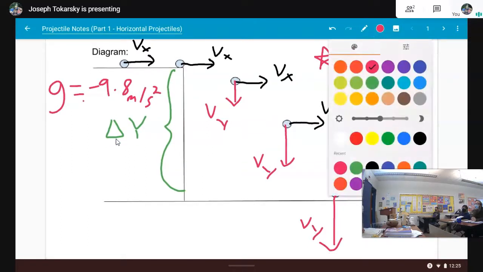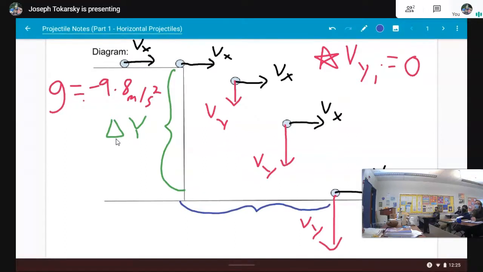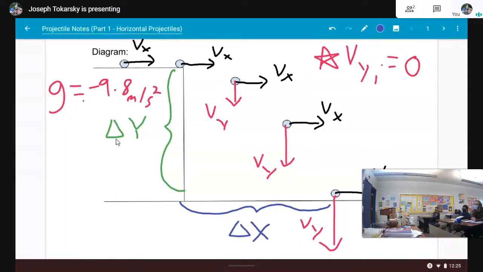And the delta x is just going to be the horizontal displacement, in this case from the base of the table to wherever it lands over here, right? That's what delta x is going to represent. Make sense? As long as we understand what those pieces are.